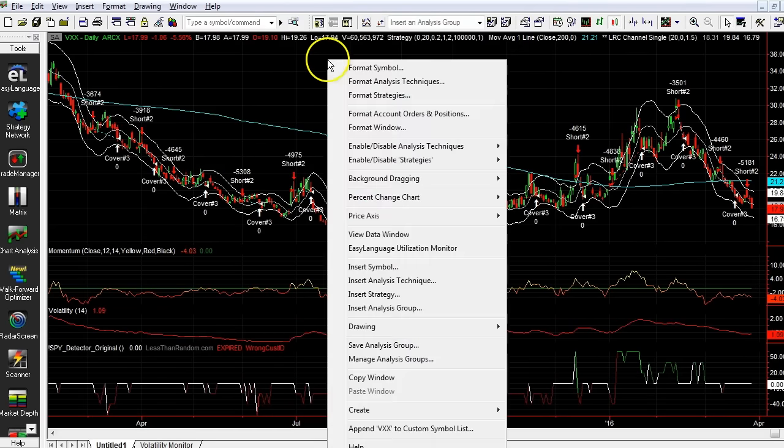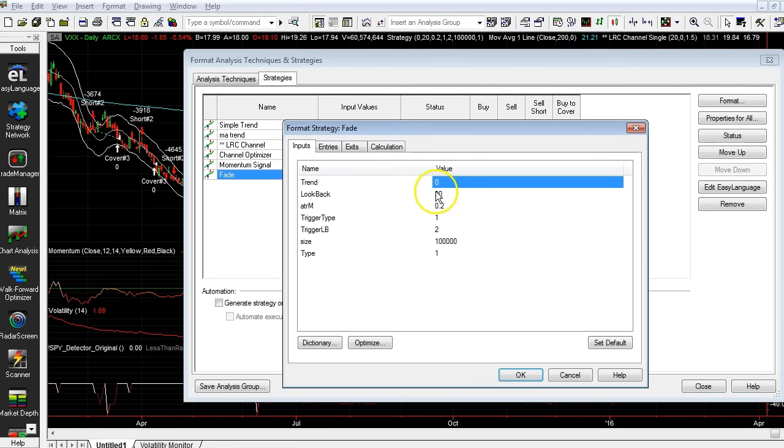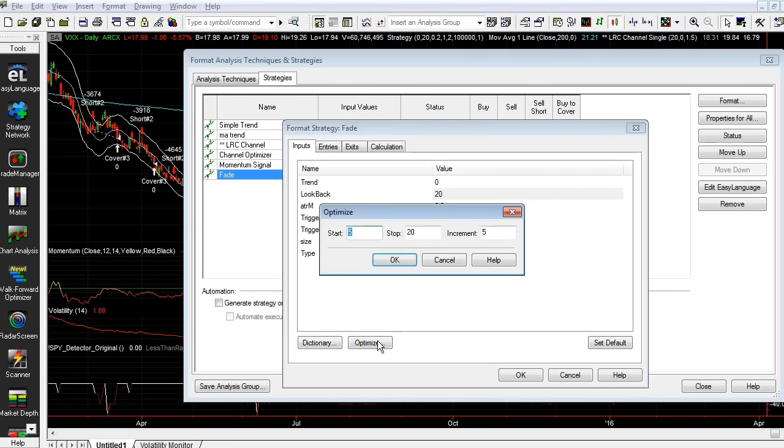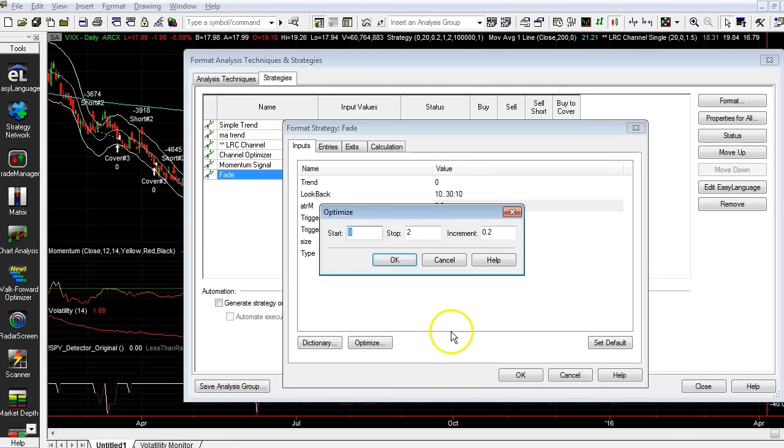So this is the fade, and then what I can do here is I can go in and say, do I want to use a trend or not? I'm just going to leave that off for now. Look back, so I can say what period do I want to look back for? Ooh, there was some thunder. For the mean, I just use something simple like 10 to 30. So there's the mean. And then ATR, I can look for a really small move, so just a tenth of an ATR above the mean.